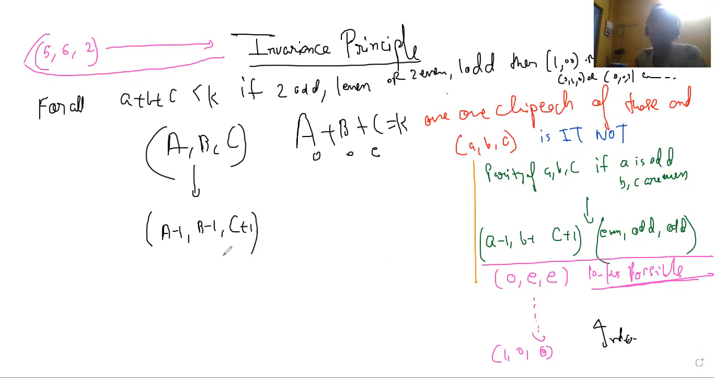This is again a triple, and it is again of that form in our assumption, right? It is even, odd. It is in our assumption, and also this sum is k minus 1, less than k, right? These three numbers again add up to less than k, so I can apply my induction, and I'm done. See, induction is so nice.